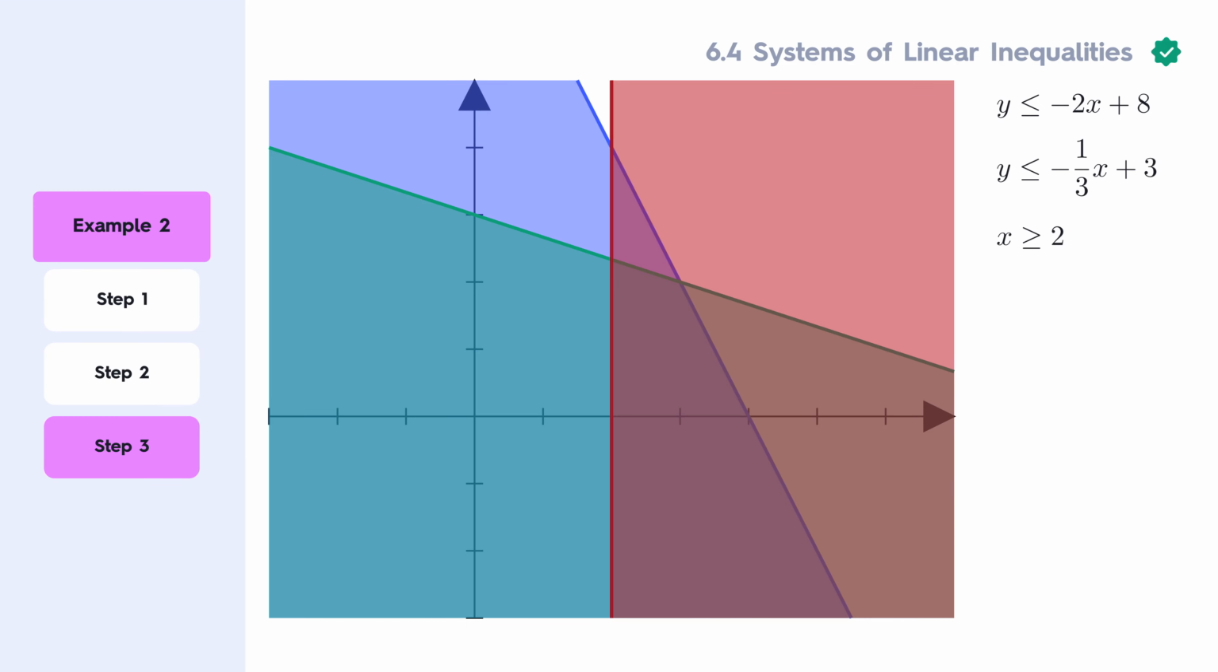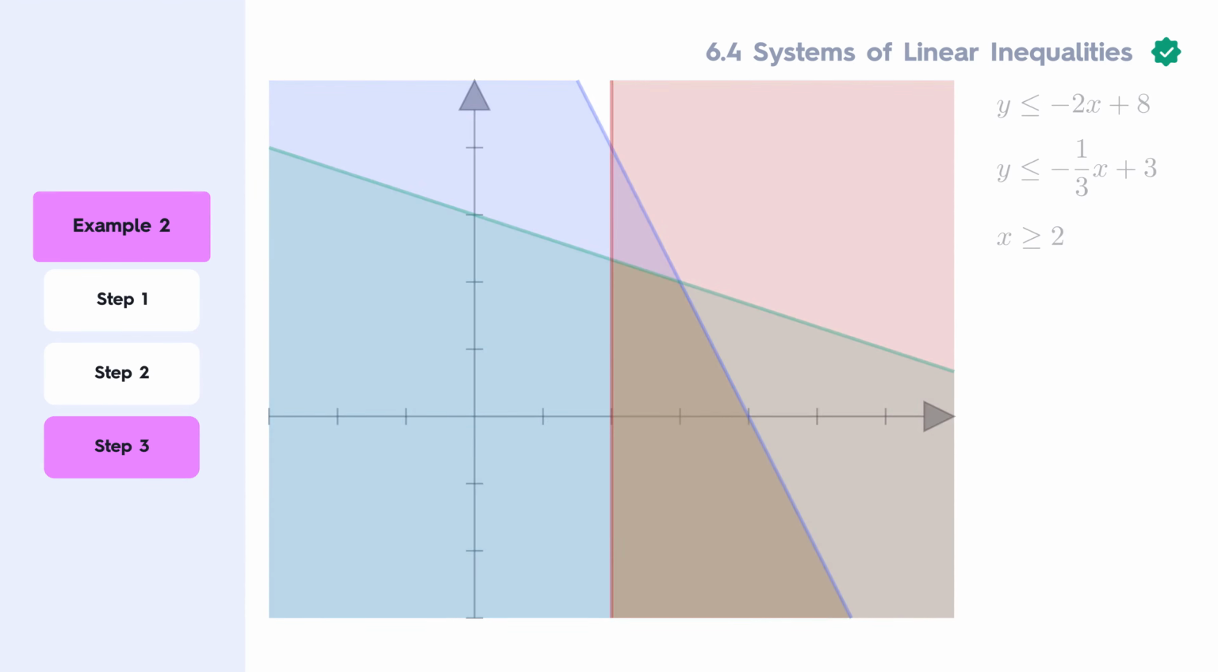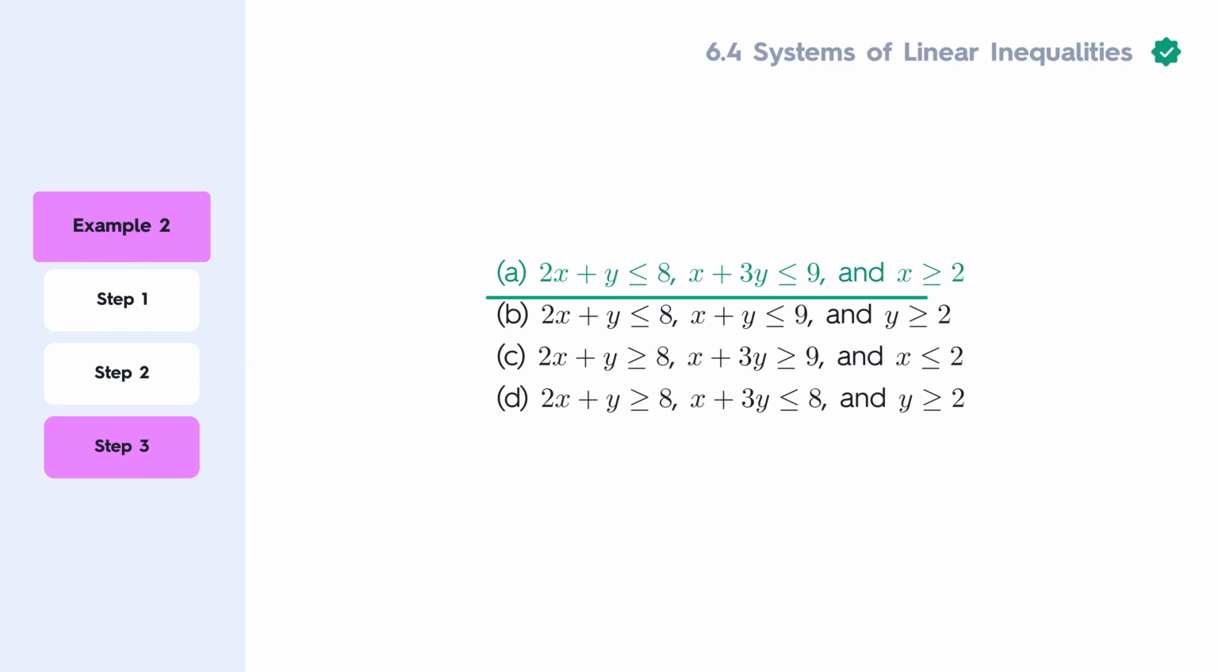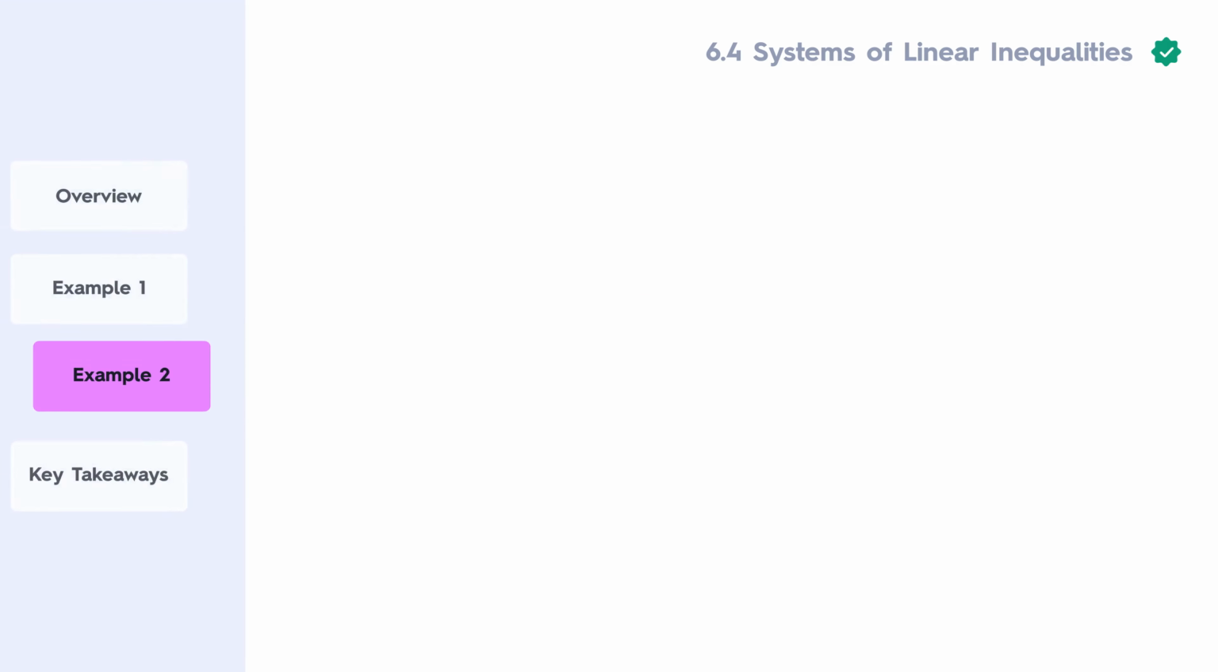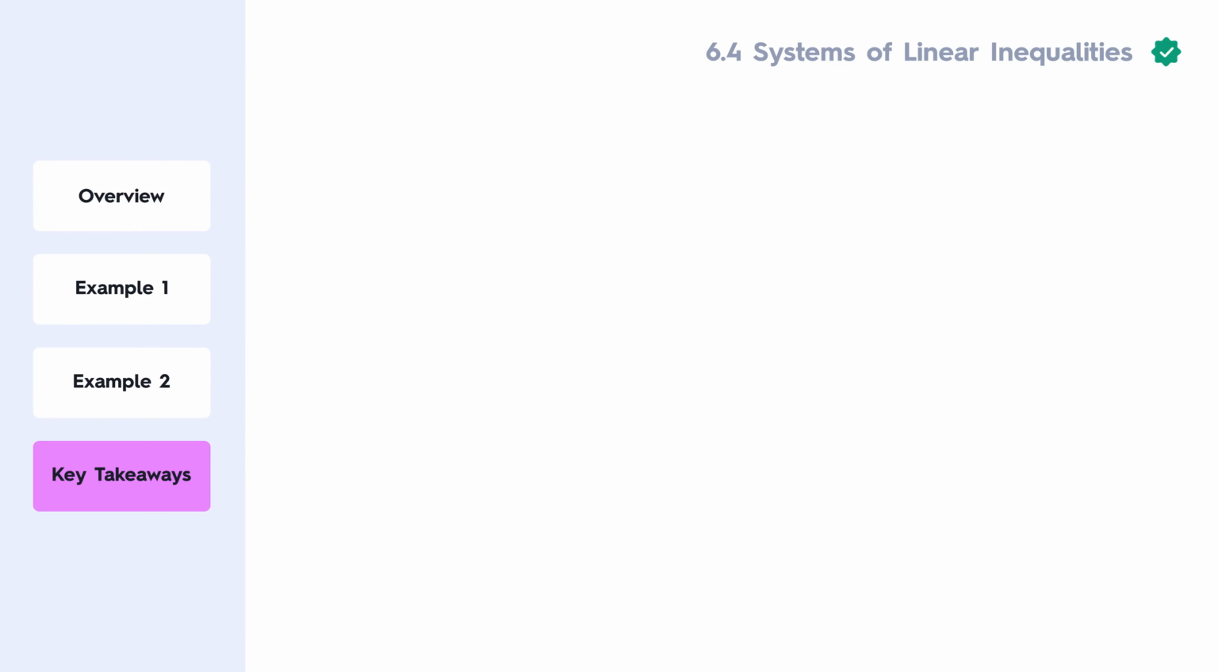all three inequalities overlap. This intersection is the solution region that satisfies the labor, material, and minimum production requirements. Thus, from the graph and inequalities we got, the correct solution is option A. Great work today! Let's quickly review the key concepts we covered while solving systems of linear inequalities.